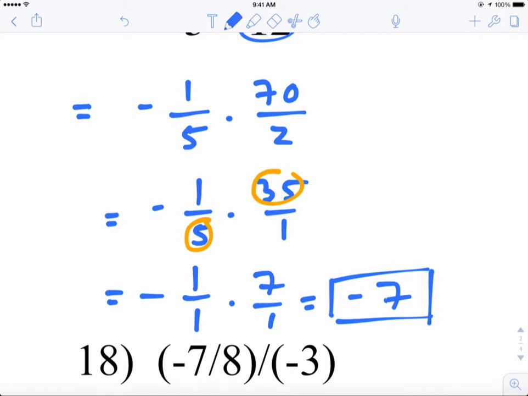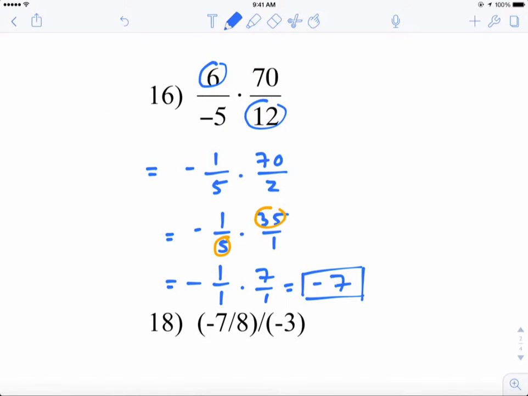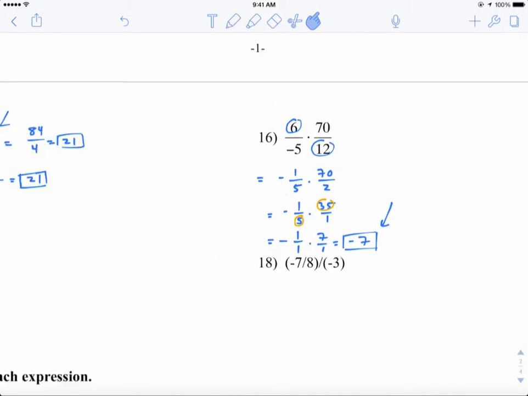With all of that reduction and simplifying going on, we never even had to do any big multiplication. Our product in this case, -7. Life is good. All right.